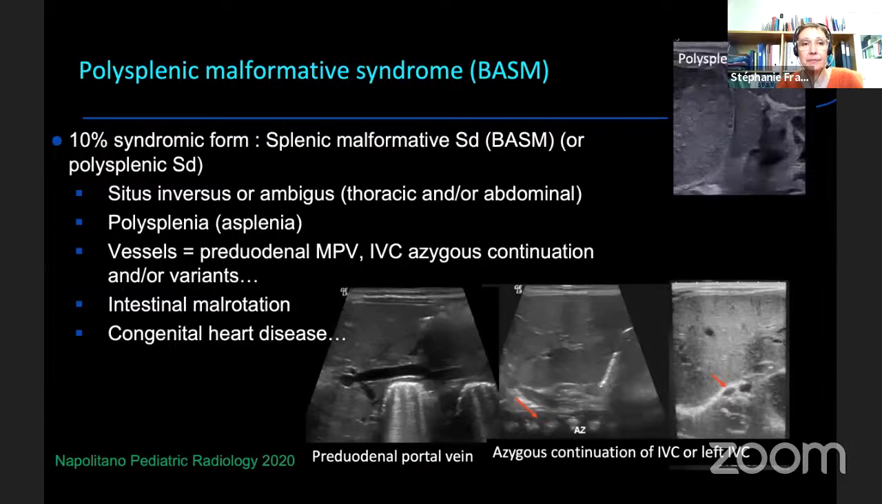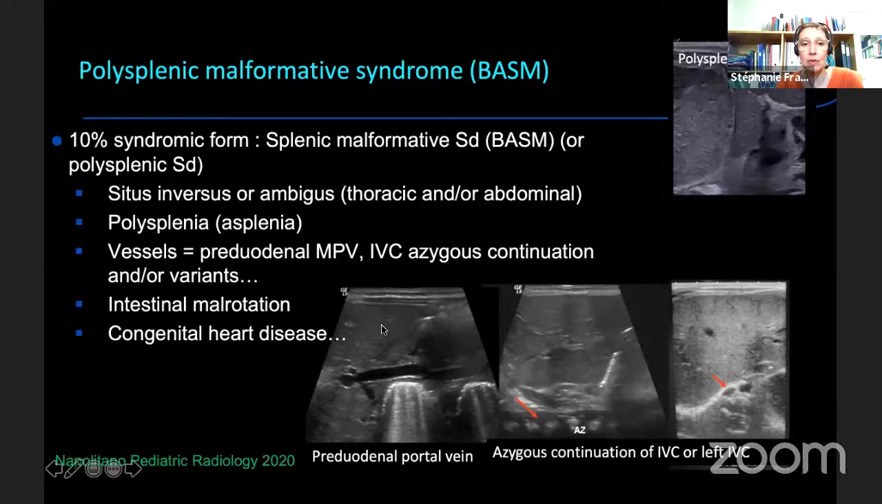When you look for signs of polysplenic malformative syndrome, you will search for abnormal situs, situs inversus or situs ambiguous. You will look for polysplenia or asplenia, abnormal topography of the vessels, especially preduodenal portal vein, and IVC azygos continuation or other variants, intestinal malrotation, and congenital heart disease.